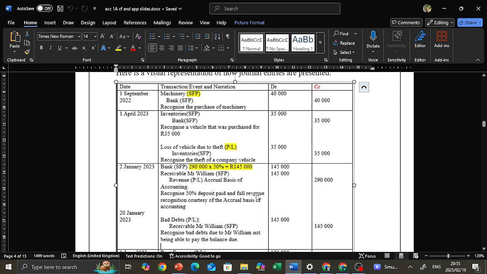In this transaction, two different elements of financial statements were affected. Which element is this loss? Which one is it, guys? What is it? It's an expense, right? It's an expense. That is an expense to you.